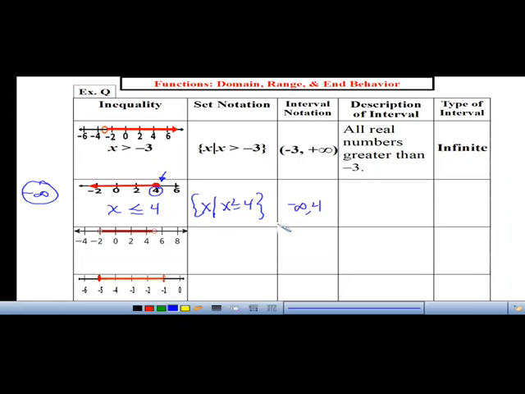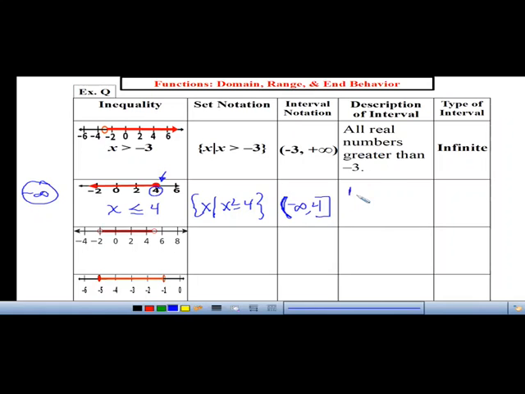So what do I use for notation? Parentheses. Parentheses means that we never include it. However, is 4 included? Yes. So we use the bracket to show that it's included in our notation. You're like, oh, I think I get it, Mr. Q. Yeah, there it is. And what does that mean?